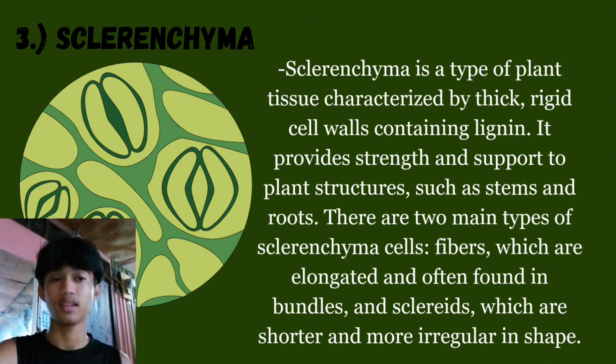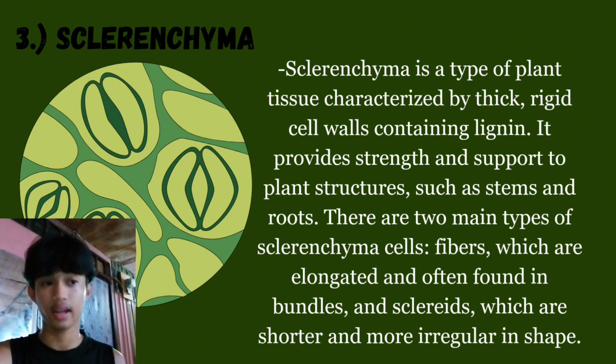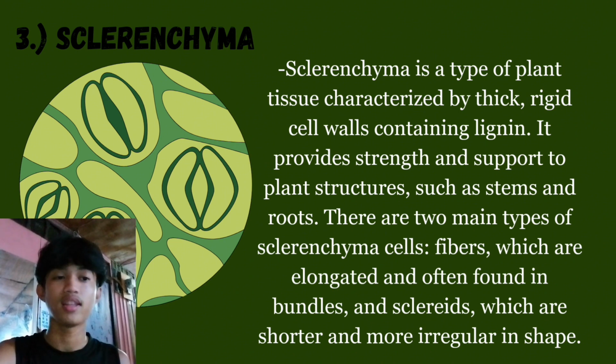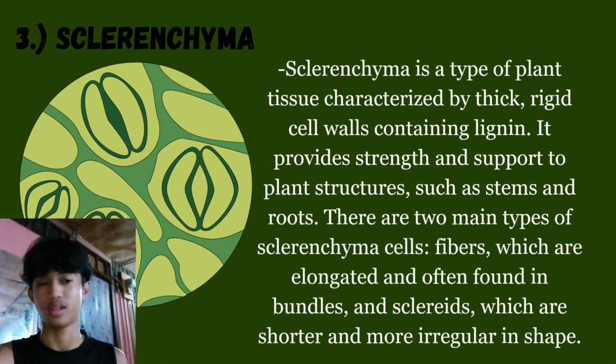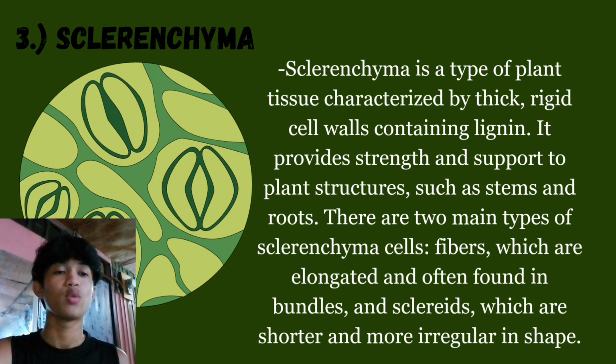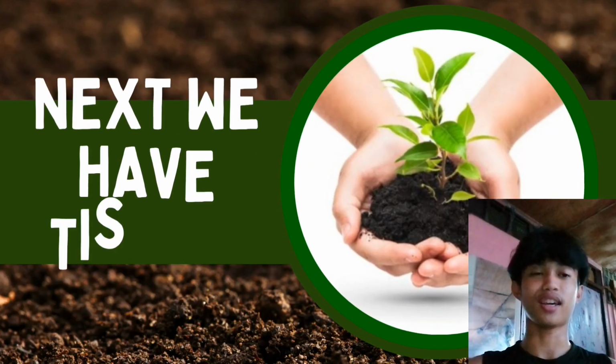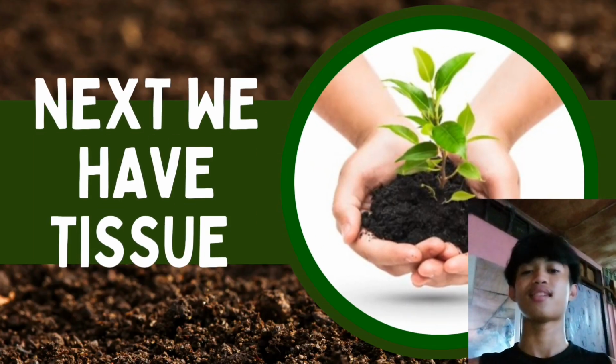Sclerenchyma is a type of plant tissue characterized by thick, rigid cell walls containing lignin. It provides strength and support to plant structures, such as stems and roots. There are two main types of sclerenchyma cells. First, fibers, which are elongated and often found in bundles, and sclereids, which are shorter and more irregular in shape. So now we are done talking about the plant cell, which is the first structural organization of plants.